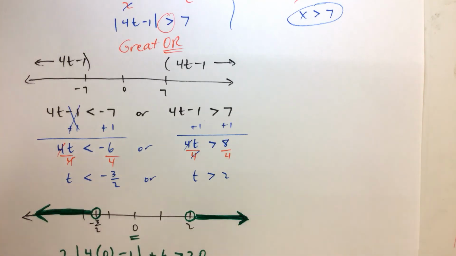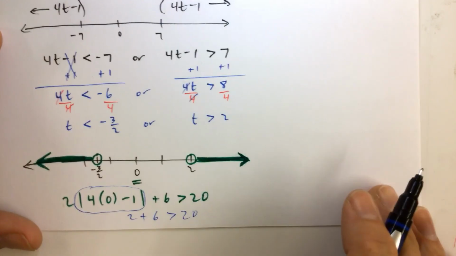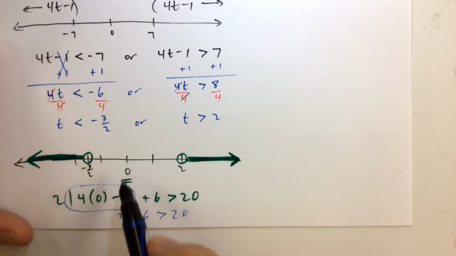So let's go ahead and multiply this out. 4 times 0 is 0. 0 minus 1 is -1. The absolute value of -1 is 1. So what we really have here is this whole thing here is just 1. 2 times 1 is 2. 2 plus 6 is not greater than 20. So 8 is not greater than 20. So that means that 0 did make the statement false. That is a good thing because we didn't shade 0.